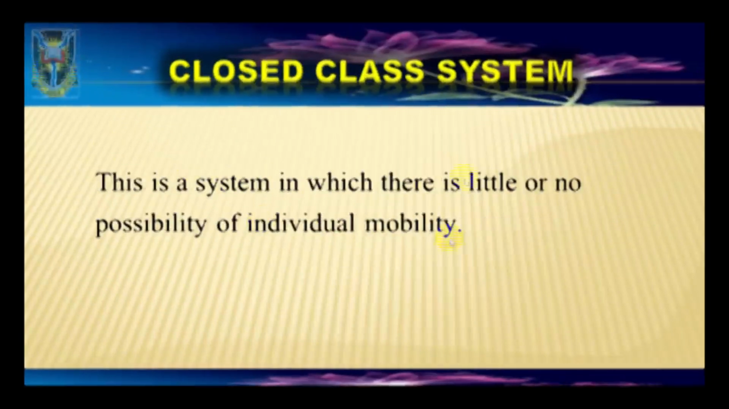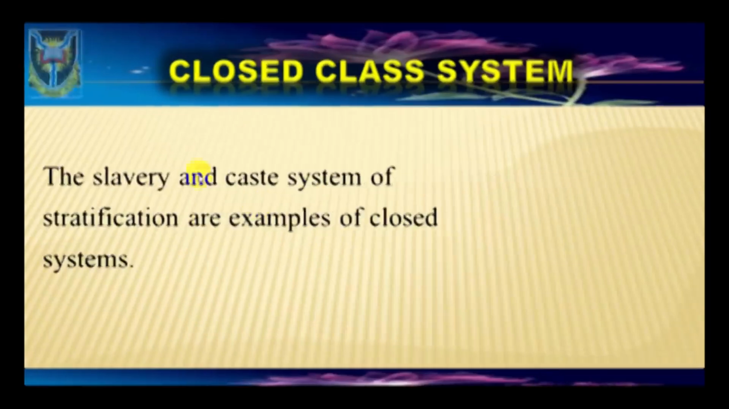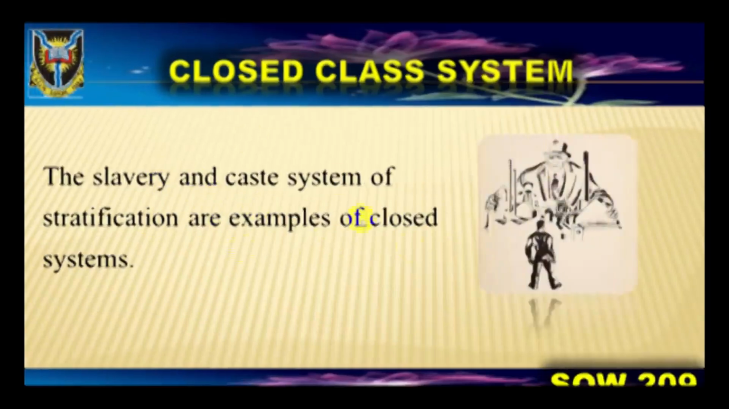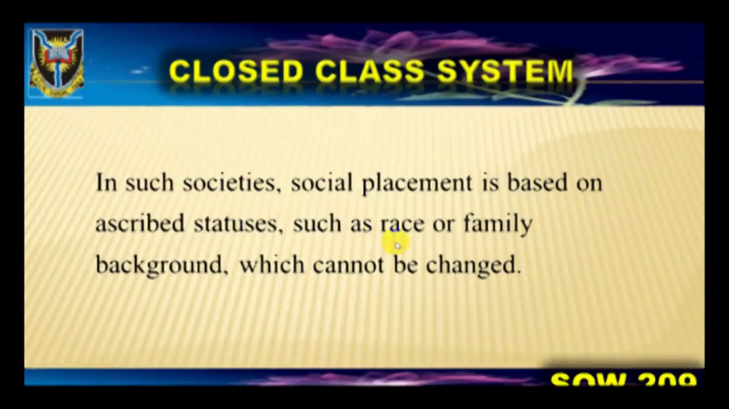Closed class system. This is a system in which there is little or no possibility of individual mobility. The slavery and caste system of stratification are examples of closed systems. In such societies, social placement is based on ascribed statuses such as race or family background, which cannot be changed.